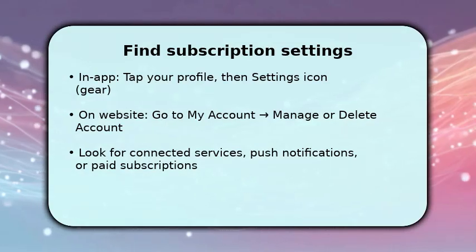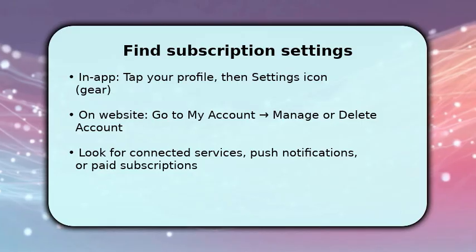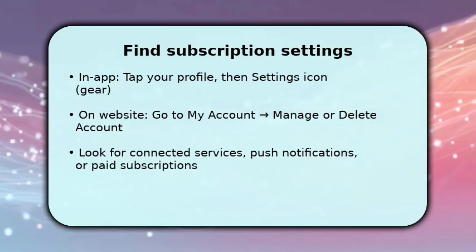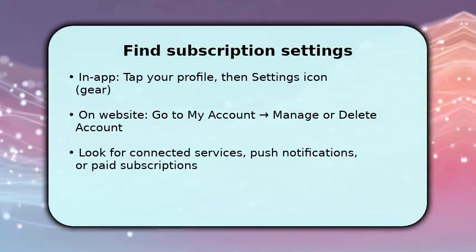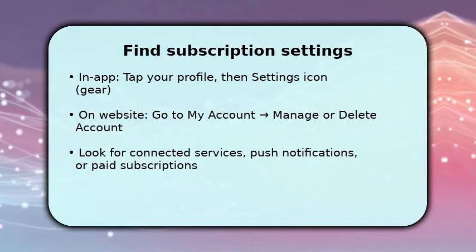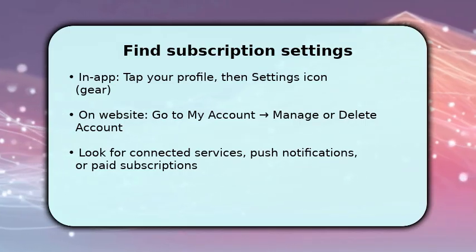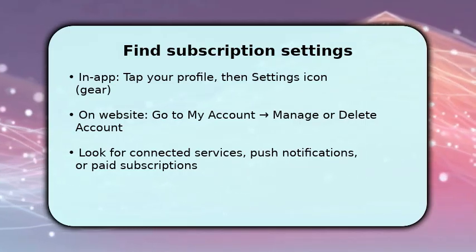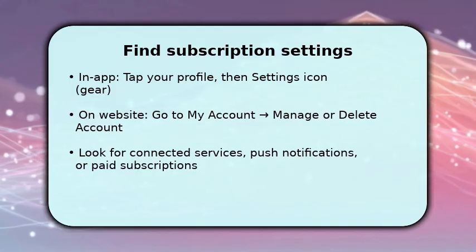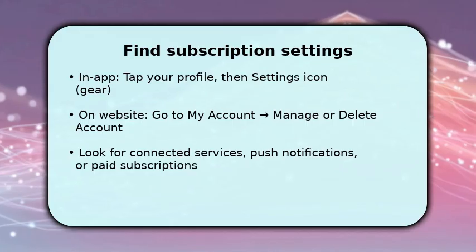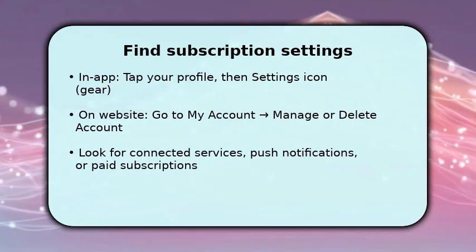Once inside Settings, scroll to where Account Controls and Subscriptions live. If you're removing a paid subscription or connected service, choose Manage or the specific subscription entry. For push notification opt-outs, flip the toggles under Notifications. If your goal is full unsubscribe, choose Delete Account or Disable, then follow the on-screen confirmation steps.